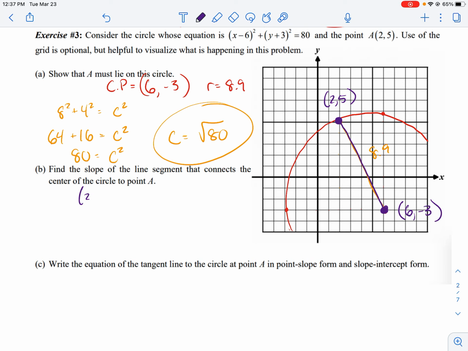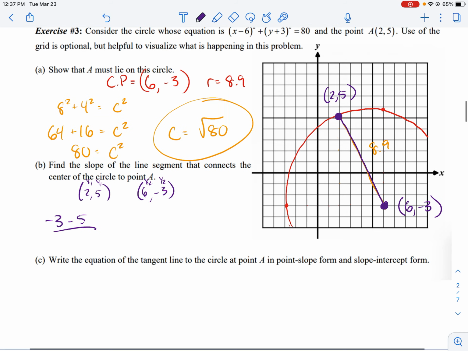So I'm going to go x1, y1, x2, y2. So negative 3 minus 5 over 6 minus 2, negative 8 over 4. So the slope of this line is a negative 2 over 1. And you can kind of see that, right? Down 2 over 1, down 2 over 1, down 2 over 1, down 2 over 1.